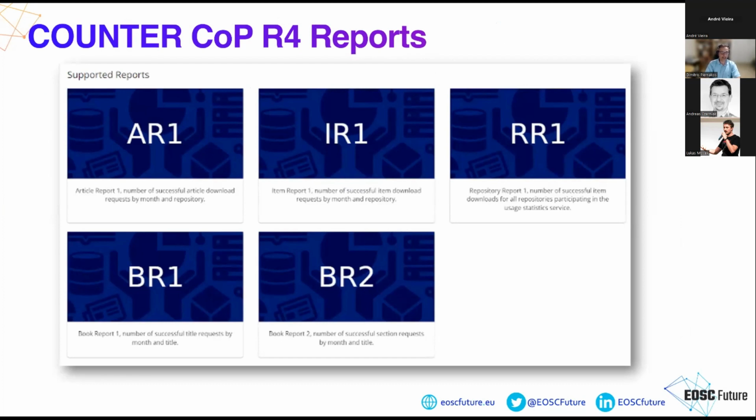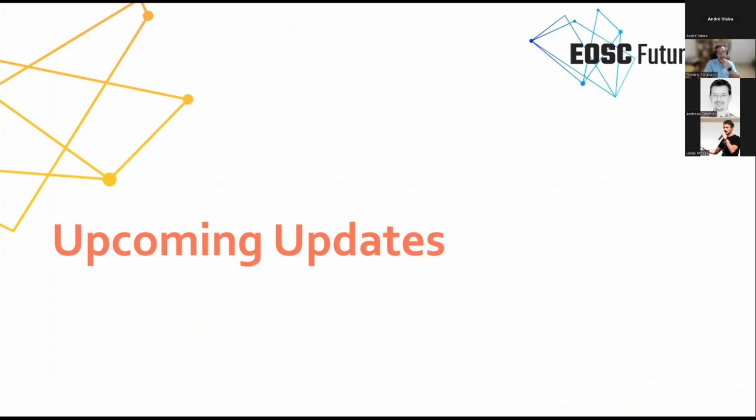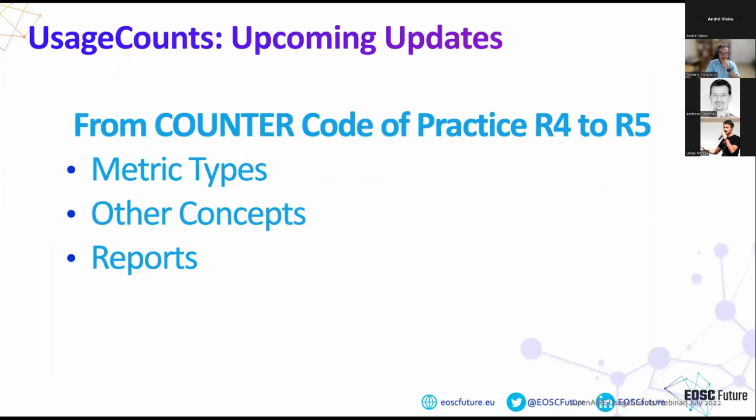We are offering 5 different Release 4 reports: article report, item report, repository report, book report, and 2 different book reports. Now, the upcoming updates that I would like to mention involve the implementation of the COUNTER Code of Practice new release, Release 5. All the concepts that we have discussed so far follow COUNTER Code of Practice Release 4, and the new release somehow changes completely the way the usage events are collected, counted, and published.